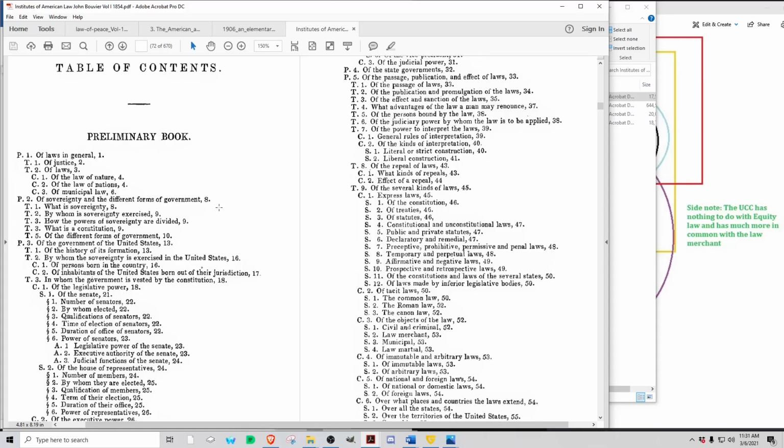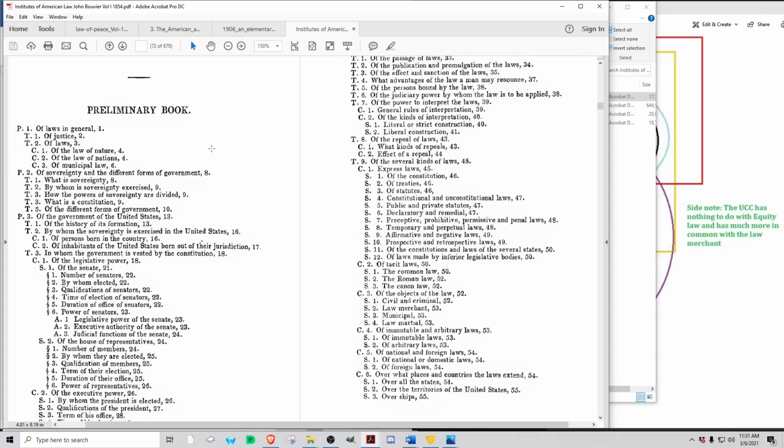Okay, so just from the start here, right off the bat, of laws in general, which is what this whole day course is going to be basically about, this part of this book, of laws in general. We're going to be discussing everything about the totality of law. So of justice, of laws, of the laws of nature, of the laws of nations, of municipal law, of sovereignty and different forms of government.